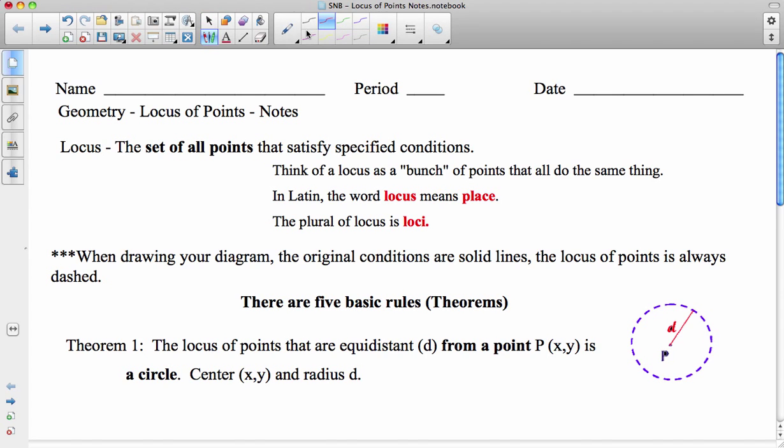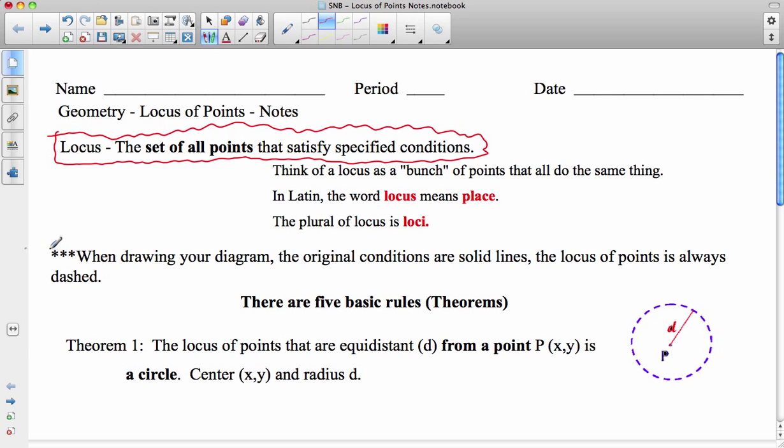And here we go. So we have a few definitions at the beginning. Locus, so we need to star squiggle this, is the set of all points that satisfy some given conditions. Squiggle that. That's important to have that concept of what that is. Think of a locus of points as a bunch of points that do the same thing. It's a Latin word that means place, and the plural of locus is loci. There's one for your vocabulary.